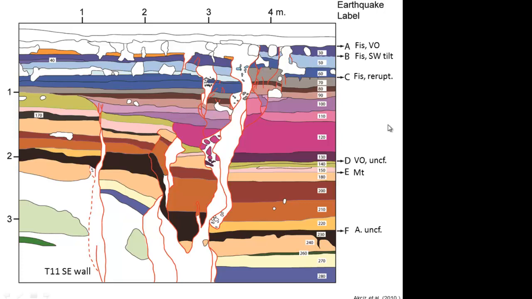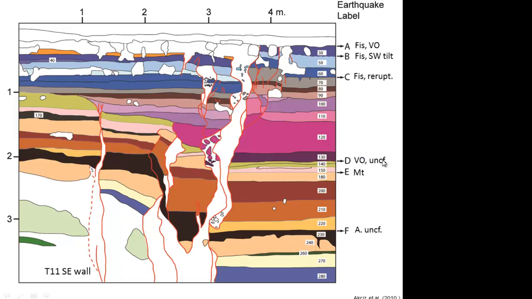And then E, so E is between 150 and 180, and this MT means mole track. So that's just the name for blocks that are popped up, because a mole is like a small animal. It goes through the ground and it may displace the ground above it. So you see here where 180 is broken, but then 150 is cemented across and burying that crack. So that's the event E evidence from this site.